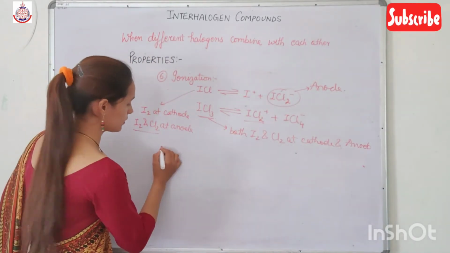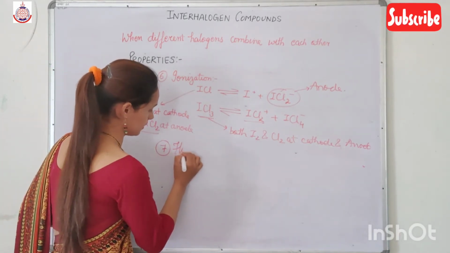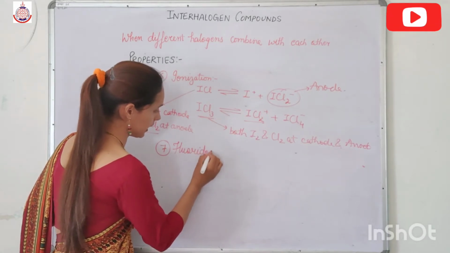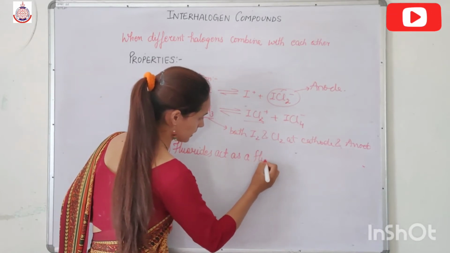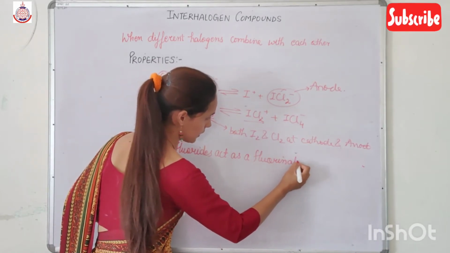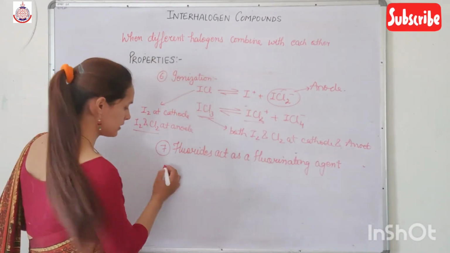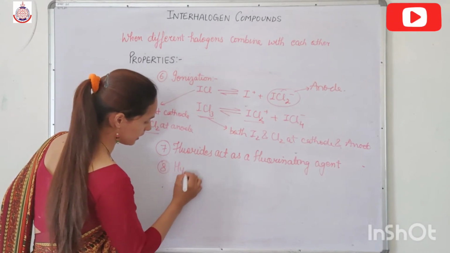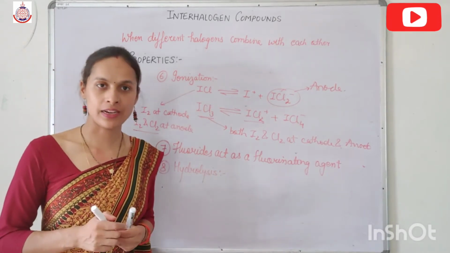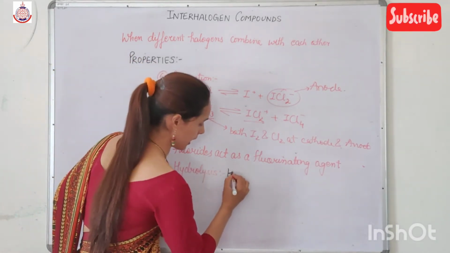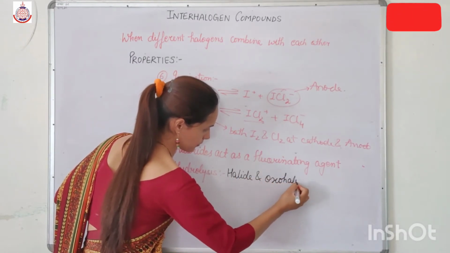Now the seventh property. The seventh property is that the halogen fluorides act as a fluorinating agent. And the eighth property is they undergo hydrolysis. The interhalogen compounds undergo hydrolysis and form halide and oxohalide ion.